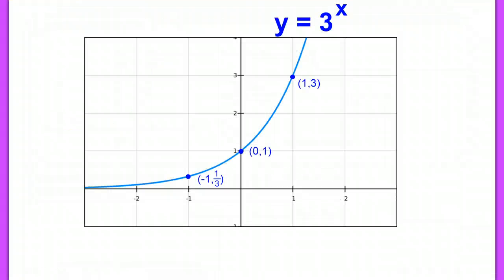So here I have the graph of y equals 3 to the x. Take a look at some of your important points here. If I plugged in -1 into this function, I would get 1/3 for the y. If I plug in 0, I get 1, and if I plug in 1, I get 3. So here are my 3 very important points here.